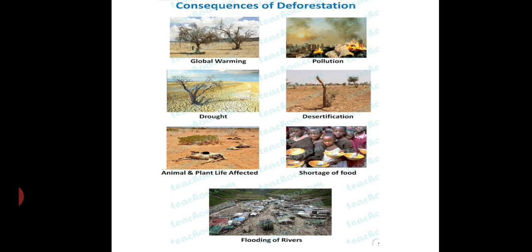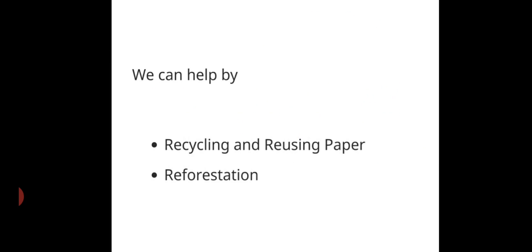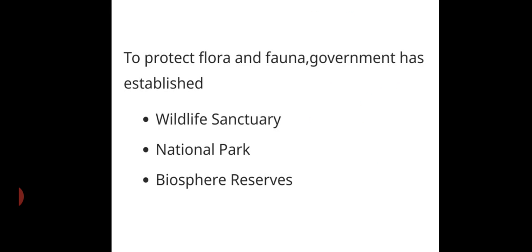Then we discussed the consequences of deforestation, which are global warming, pollution, drought, desertification, animal and plant life getting affected, shortage of food, flooding of rivers, etc. Then we discussed how we can help in conservation of forest. We can help by recycling or reusing paper and reforestation.